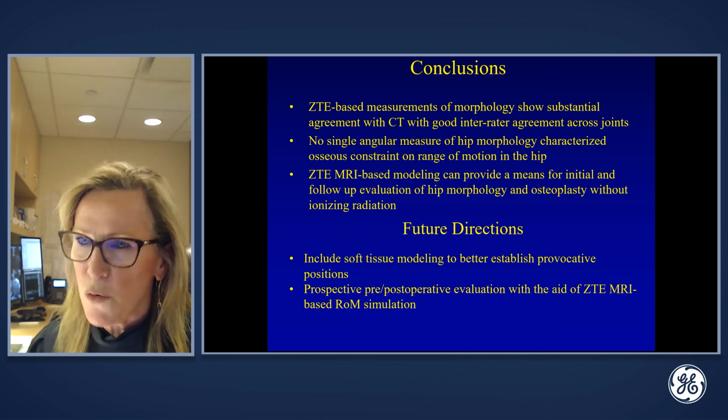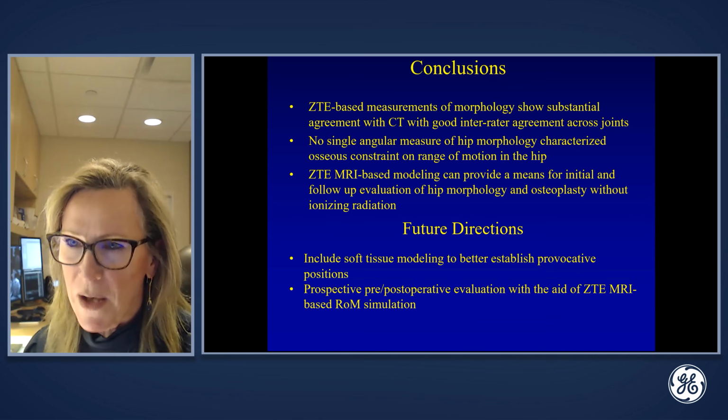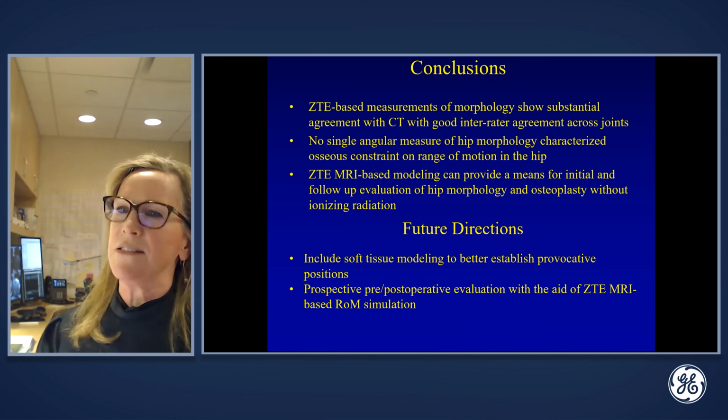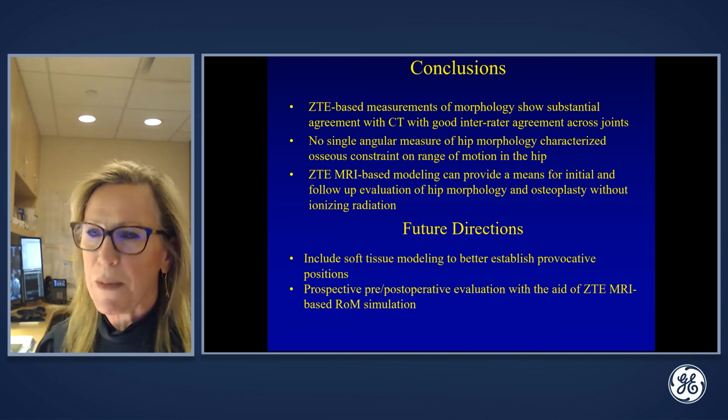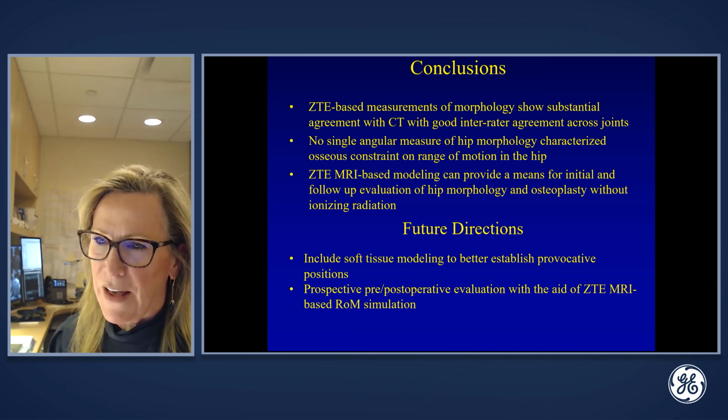Future directions will be things like creating even more 3D models, including soft tissue modeling, which now we can add onto the osteo images to give an amazing 3D rendering of a hip and simulate motion and prospective pre and post-operative evaluation. And I'd like to thank you for your kind attention.